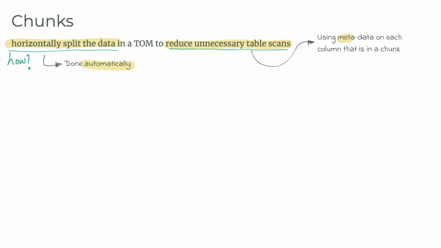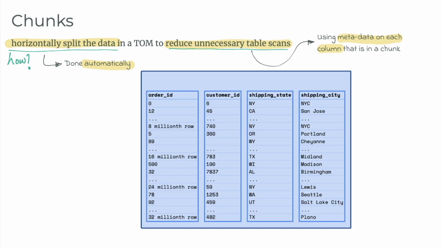Chunks horizontally split the data in a DOM to reduce the number of unnecessary table scans. The chunking is done automatically by Kinetica when the data is loaded into memory. Each chunk has metadata associated with every column in it. This allows Kinetica to skip those that don't need to be scanned for a particular value. Let's explore this more concretely with an example.